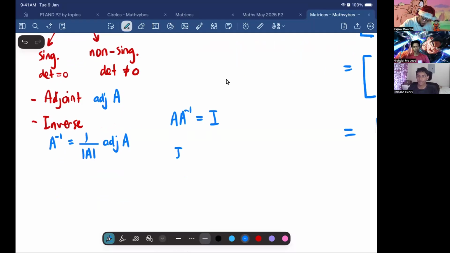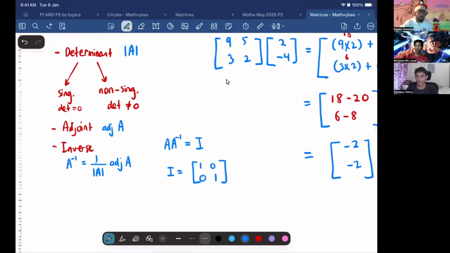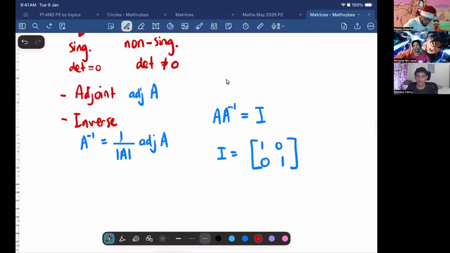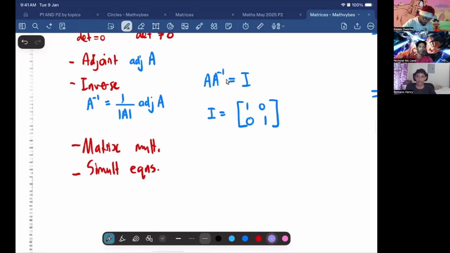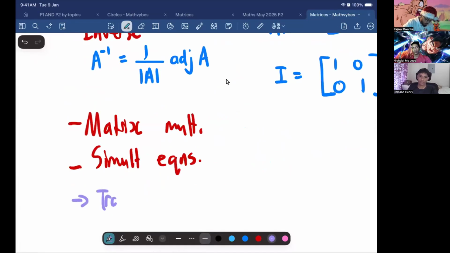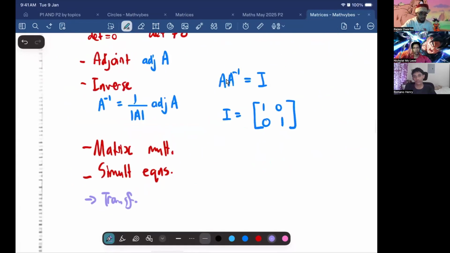And do you remember what I is equal to? What's the 2 by 2 matrix for I? 1 0 0 1. Great. Do you all remember how to do matrix multiplication? And we also looked at simultaneous equations. The only missing part of the puzzle is transformations, which we will cover tomorrow, 7 to 10 p.m.